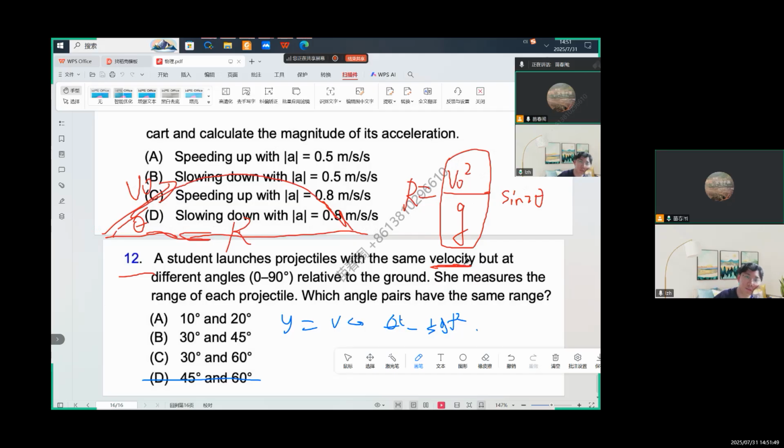Velocity, so it's the same. So we don't have to care about that. All we care about is sine 2 theta. It's going to decide my range, right? That's just 2 cosine theta sine theta.